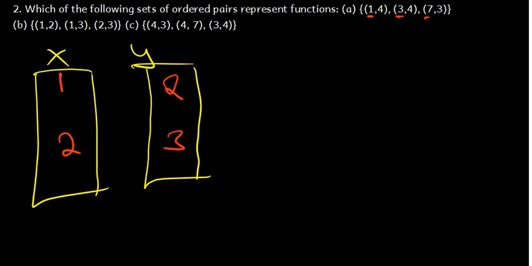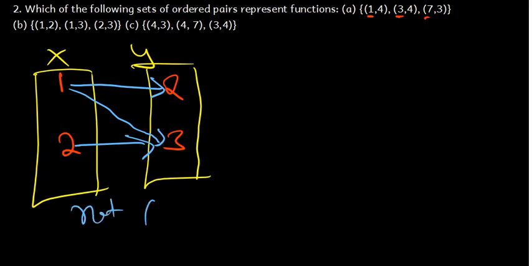2 and 3. So we can see that 1 is mapped into 2. Then 1 is mapped again into 3. 2 is mapped into 3. So one value of x is going to two different values of y, which is not correct. So this is not a function.